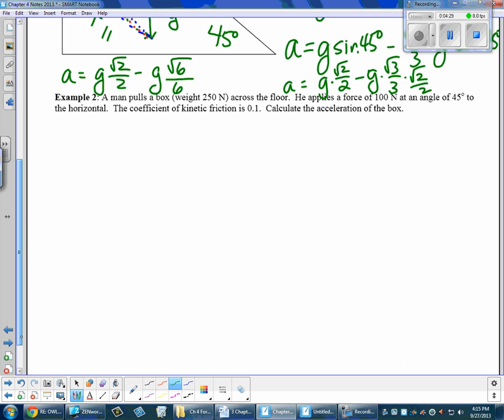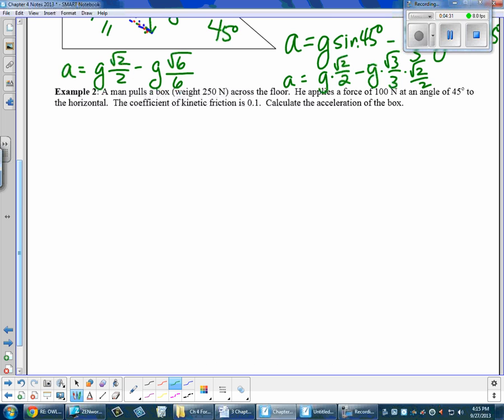Let's try another one. A man pulls a box with a weight of 250 newtons across the floor. He applies a force of 100 newtons at an angle of 45 degrees to the horizontal. The coefficient of kinetic friction is 0.1. Calculate the acceleration of the box. Start with my force diagram. Fg is 250. He applies a force of 100 newtons at 45 degrees.